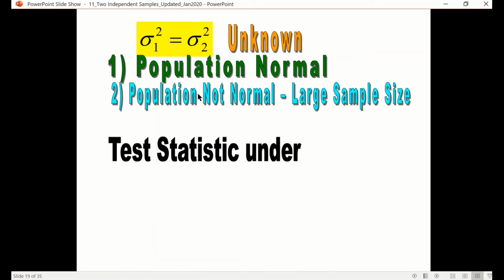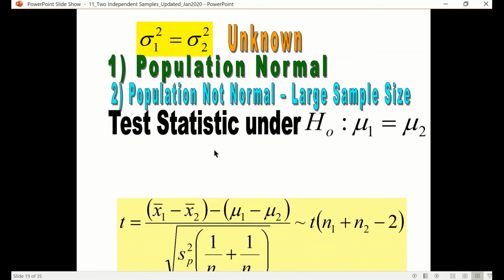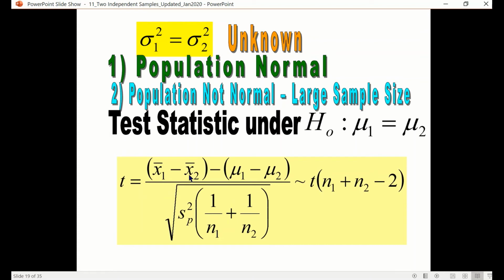So the right test statistic is simply x bar 1 minus x bar 2 minus the hypothesized value mu1 minus mu2, divided by the square root of the pooled variance sp squared multiplied by 1 over n1 plus 1 over n2, and this we will have to compare with a t distribution with n1 plus n2 minus 2 degrees of freedom.